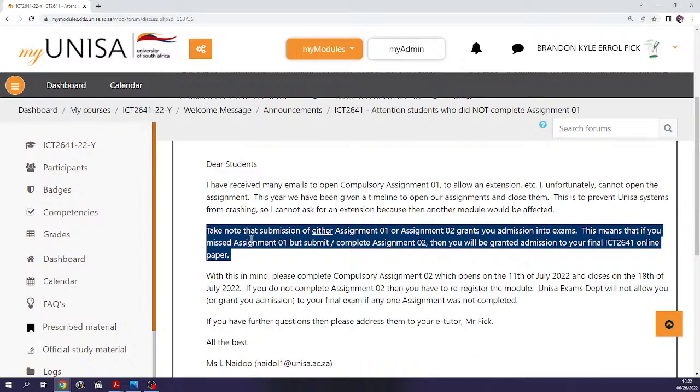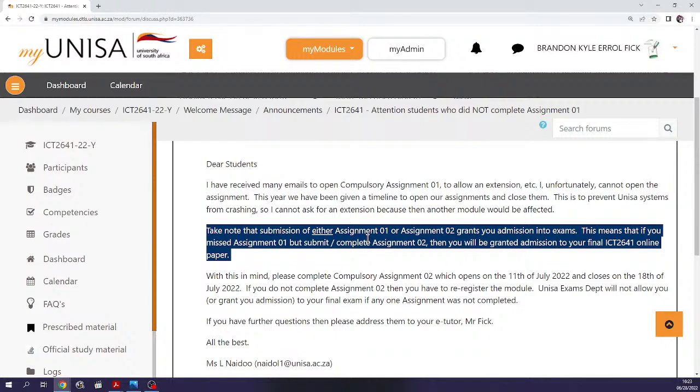This means that if you miss assignment 1 but complete assignment 2, you will be granted admission to your final exam. That's my dog in the back, by the way. So please complete assignment 2. Even if you have completed assignment 1, please complete assignment 2. They are both compulsory. This is why we say they're compulsory, so that students complete them.